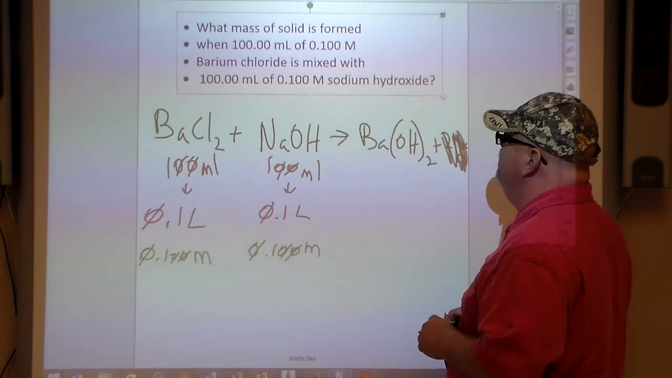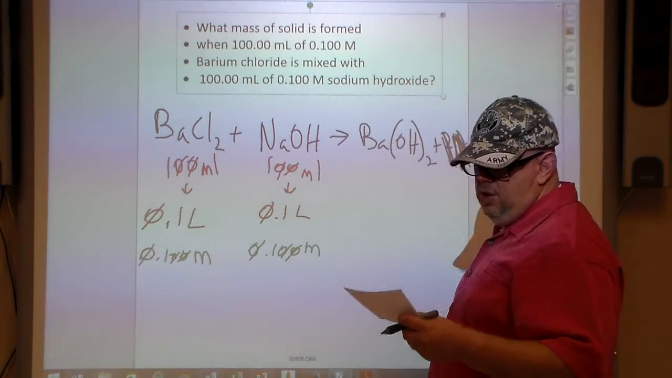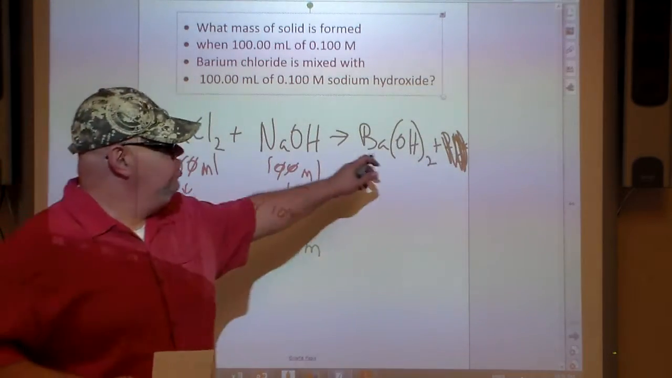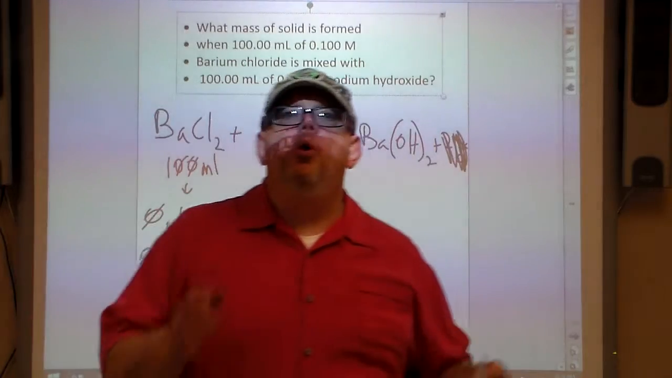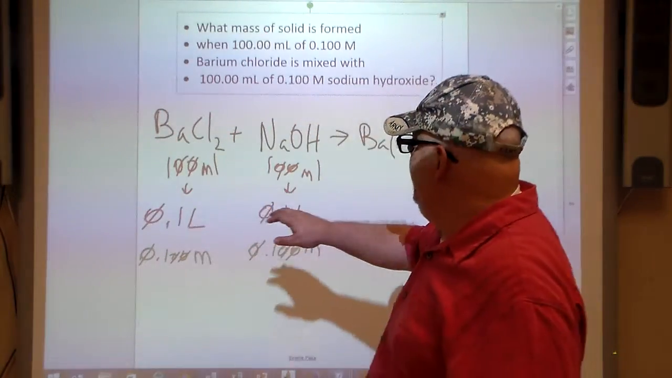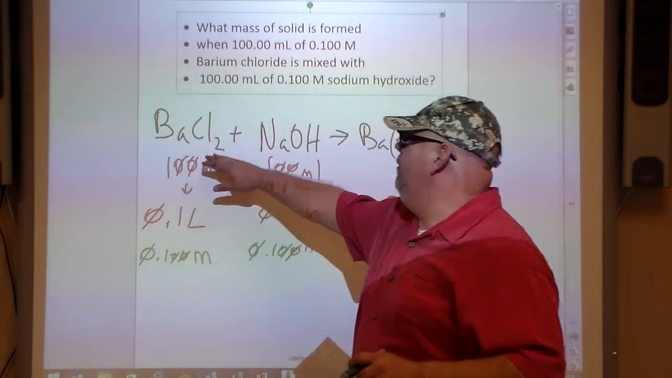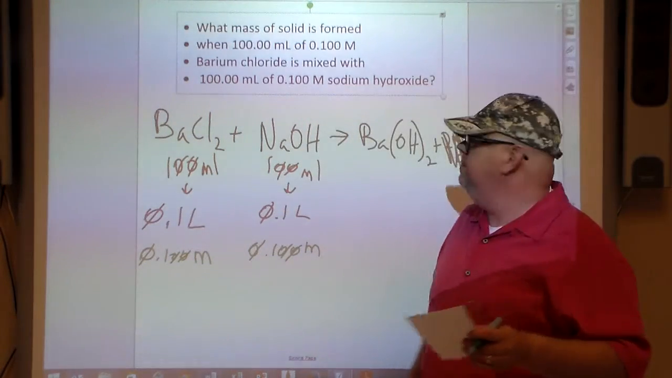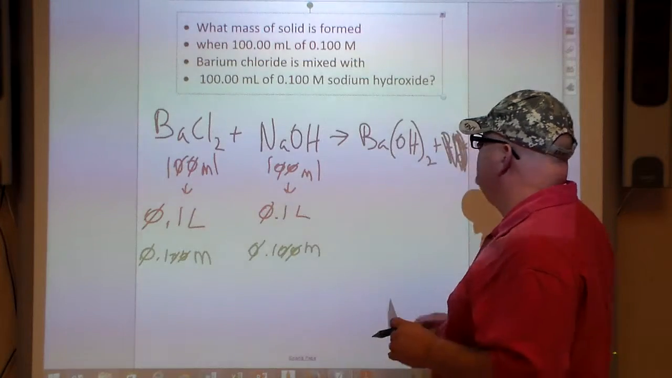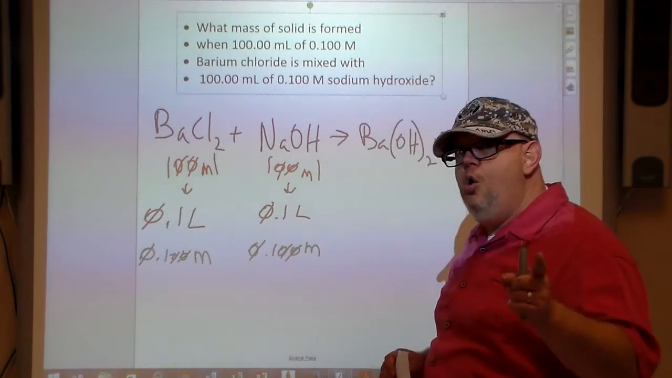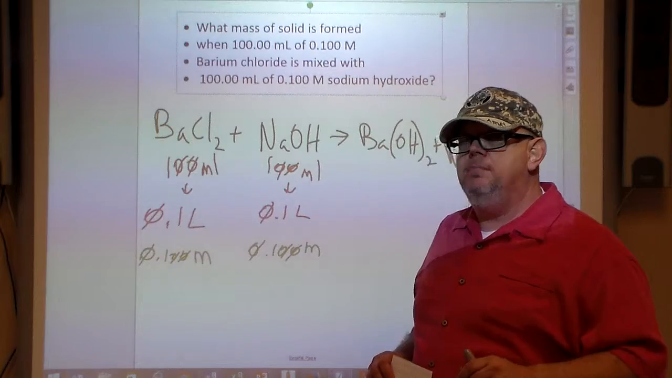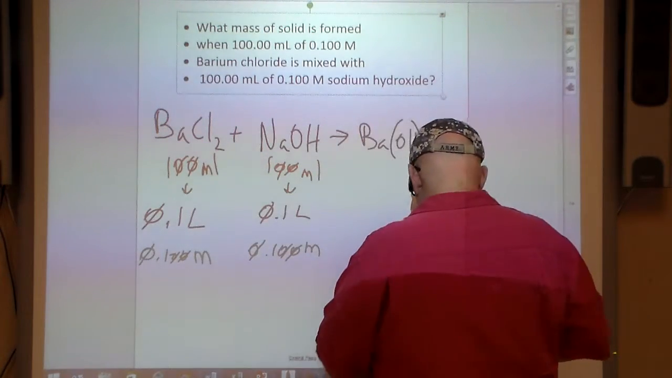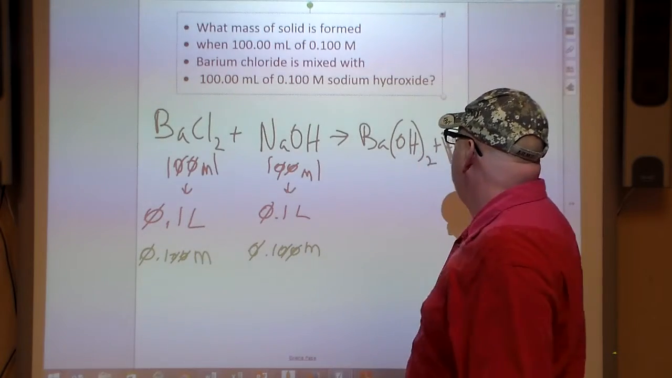So what in the world is going on here? We need to figure out how many moles of barium hydroxide are going to be formed. But we don't know. They gave us equal amounts of BaCl2 and NaOH. The thing comes down to: is this equation balanced? No, it's not. That's a very important thing to look at. You always need to balance the equation. How do we balance this?